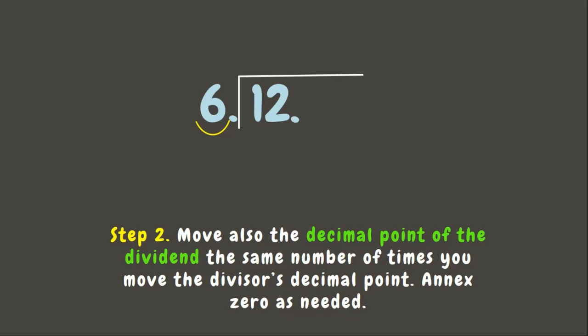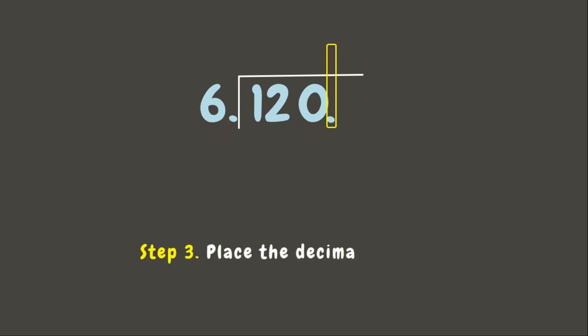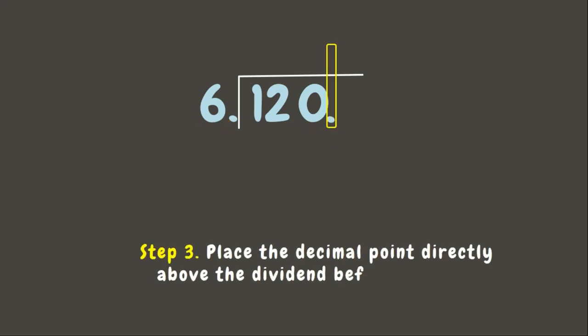There. Now since we move one time in the divisor's decimal point, we are also going to move the decimal point of the dividend one time to the right. Let's count. 1. Since there is an empty decimal place, let's put 0. There you go. Now 12 became 120. Now here, we are dividing 120 by 6. The next step is, we place the decimal point directly above the dividend before dividing. There you go.